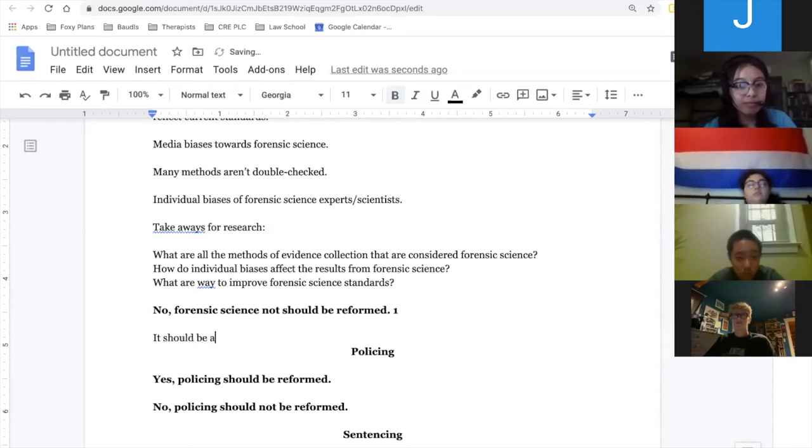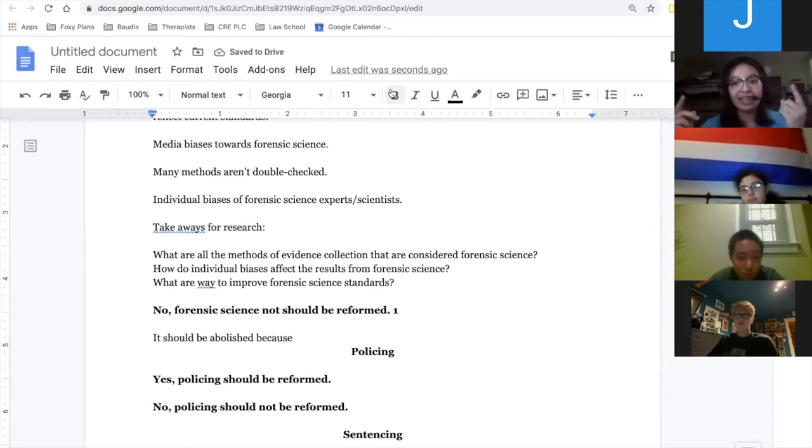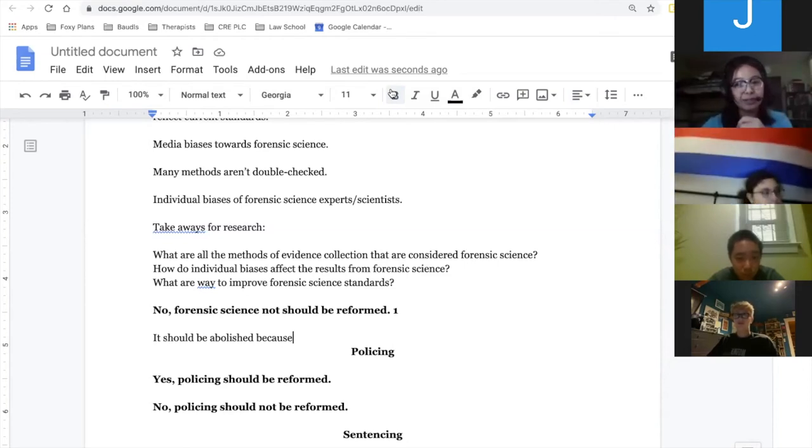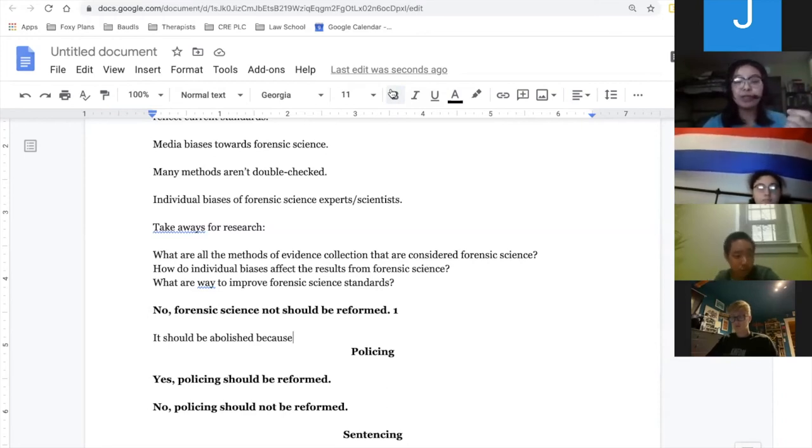It should be abolished because if you rely on reform, you're still relying on the thought that it's still an okay practice, or a practice that is actually beneficial to people who are involved in the criminal justice system.